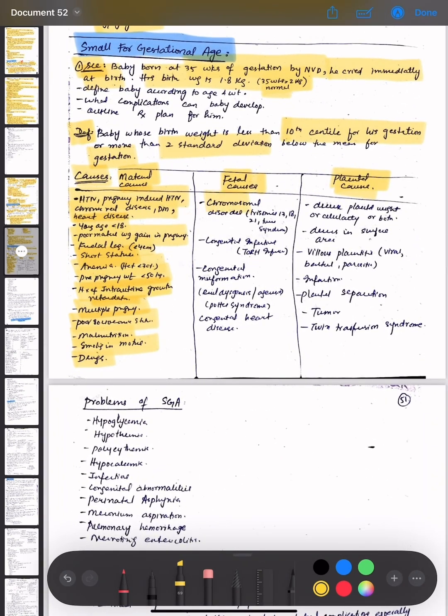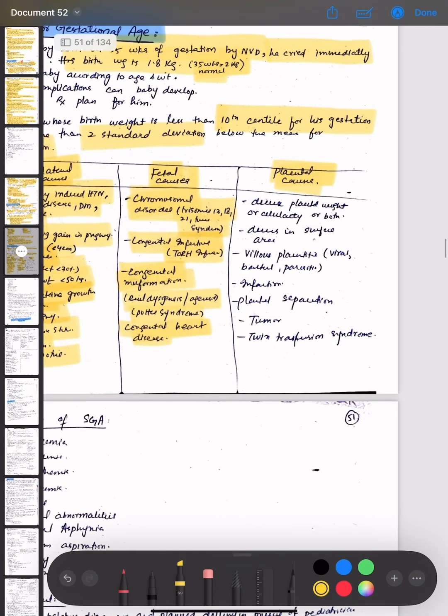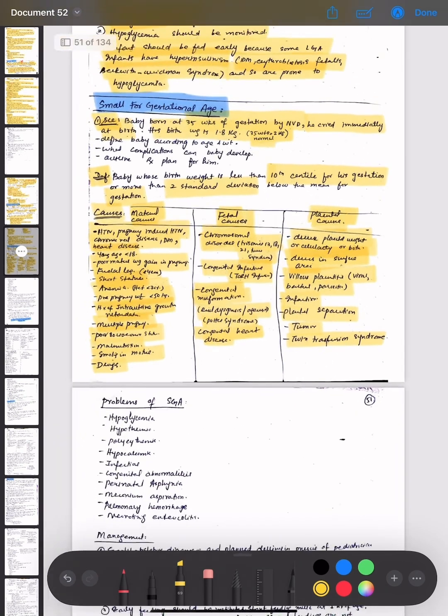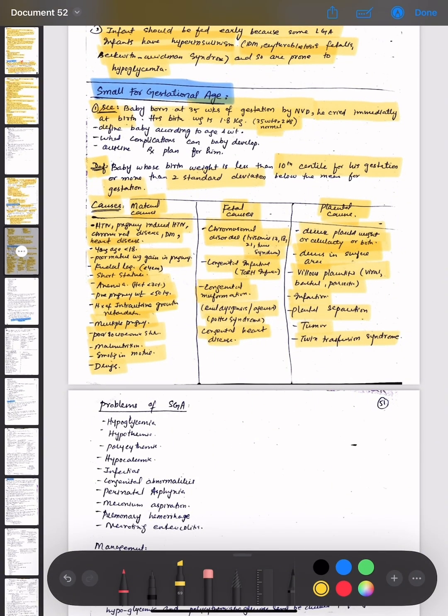The fetal causes are chromosomal disorders, that is trisomy 13, 18, 21, and Turner syndrome, congenital infections, that is TORCH infection, congenital malformations, renal dysgenesis, agenesis, Potter syndrome, congenital heart disease. The placental causes are decreased placental weight or decrease in surface area, villous placentitis, that is viral, bacterial, parasitic, and infarction, and placental separation, and tumor, and twin transfusion syndrome. These are the placental causes of the small for gestational age.